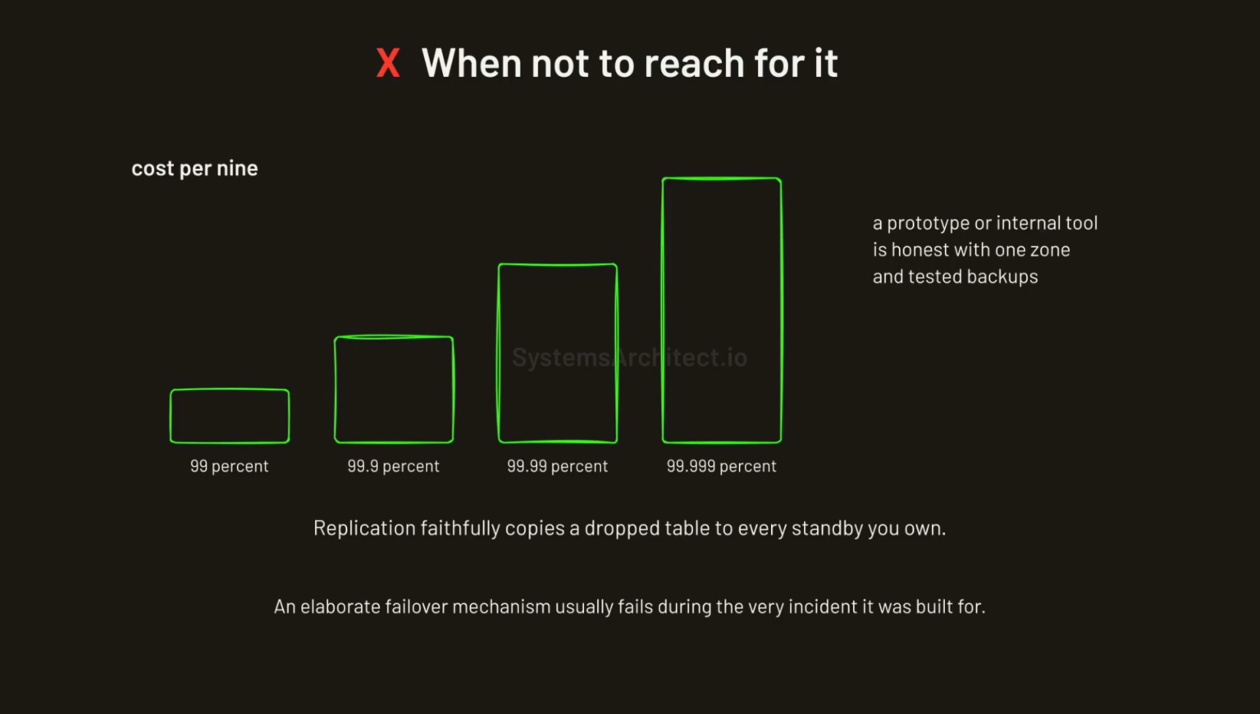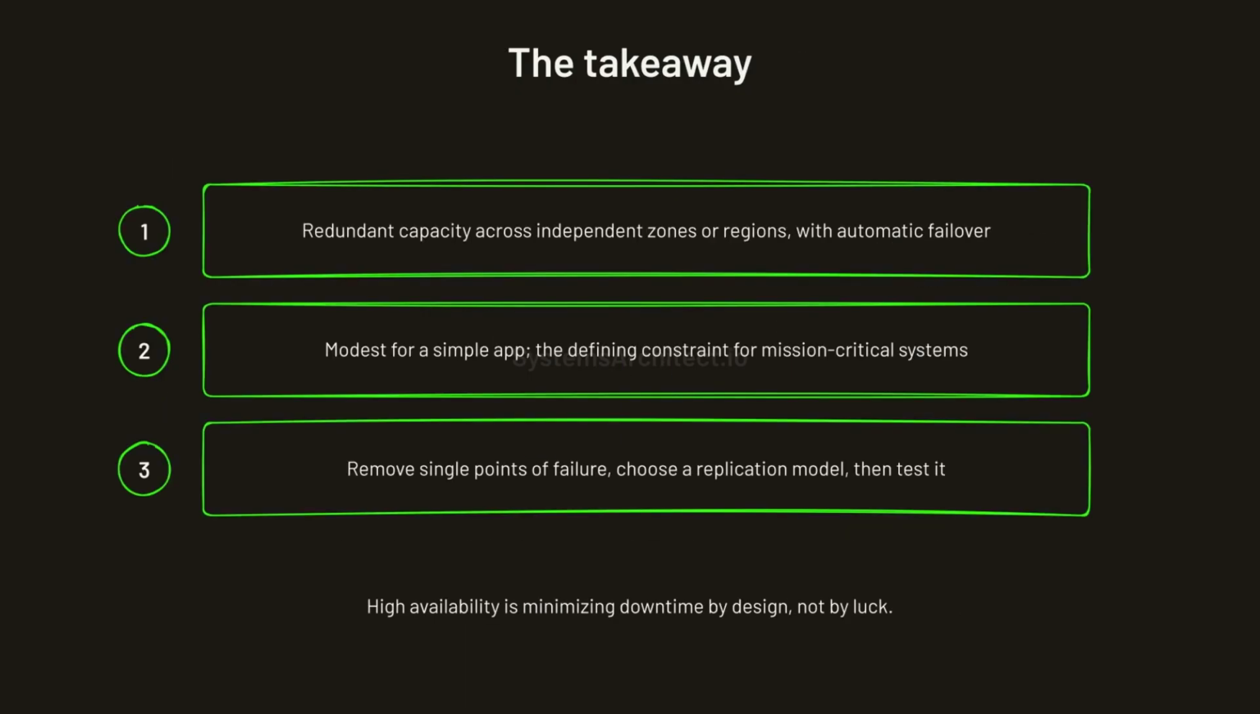Availability also does not replace backups. Replication faithfully copies a dropped table to every standby you own. When the requirement is genuinely extreme, ask whether the whole system needs it, or only the small critical path inside it. High availability is minimizing downtime by running redundant capacity across independent zones or regions with automatic failover between them.